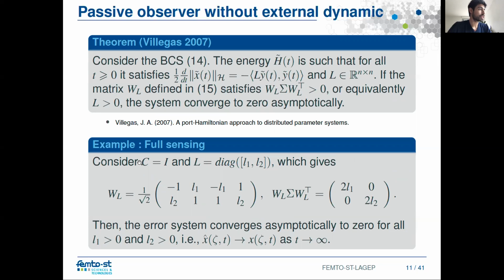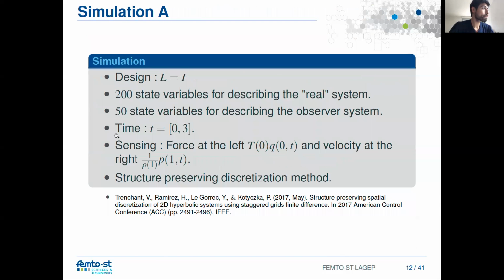So we implement this in an example. This is the full sensing. We are in the string, we are measuring both boundary outputs, and we can design L as a diagonal, L1, L2, and at the end we only need to have L1 positive and L2 positive. So we do the simplest design, L equal to identity.